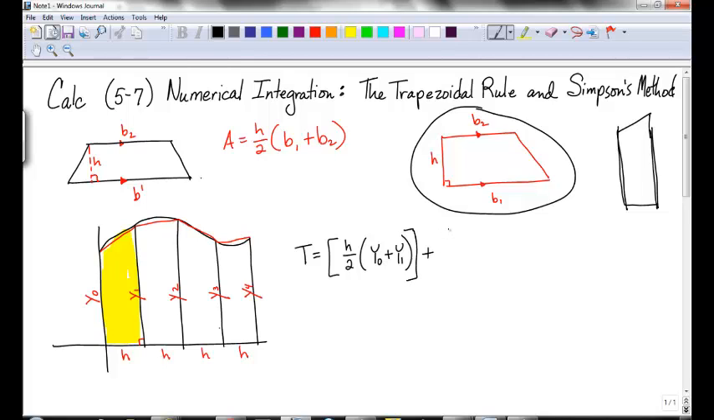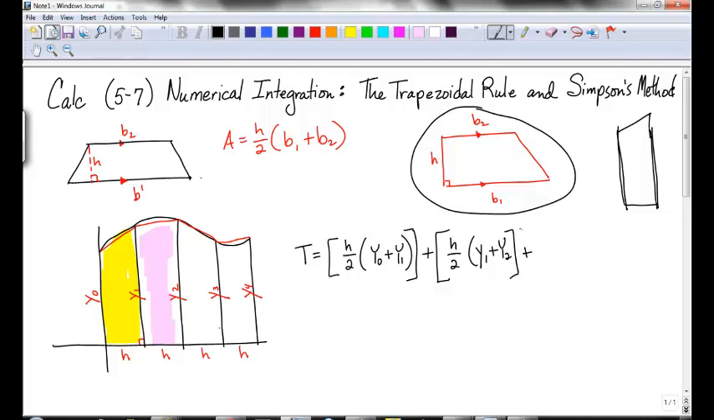Plus, for the second trapezoid, let's look at this one. Okay, for that trapezoid, it's going to be h over 2. And now my bases are y sub 1 plus y sub 2. Follow what I'm doing?